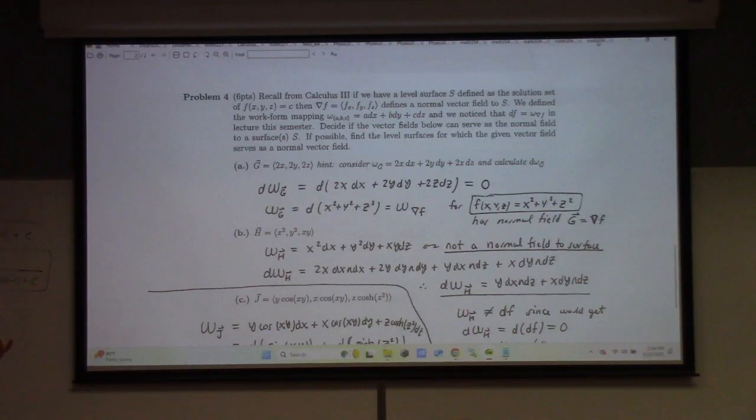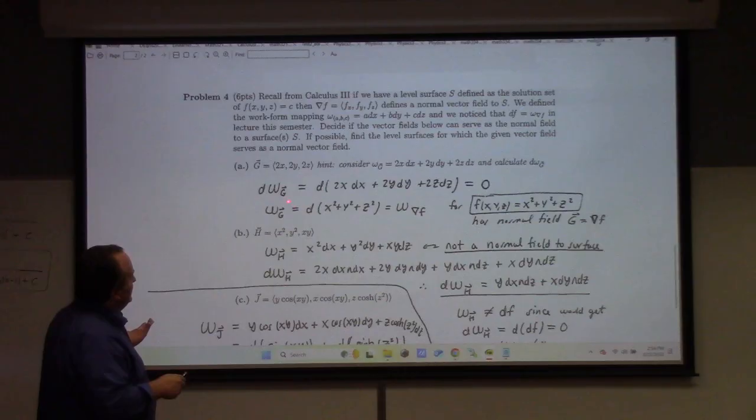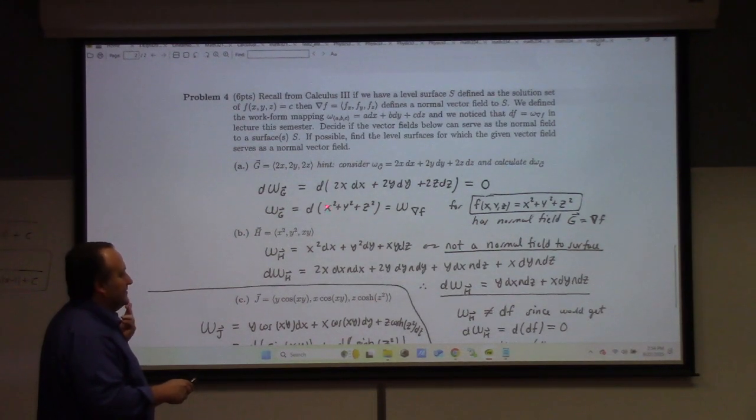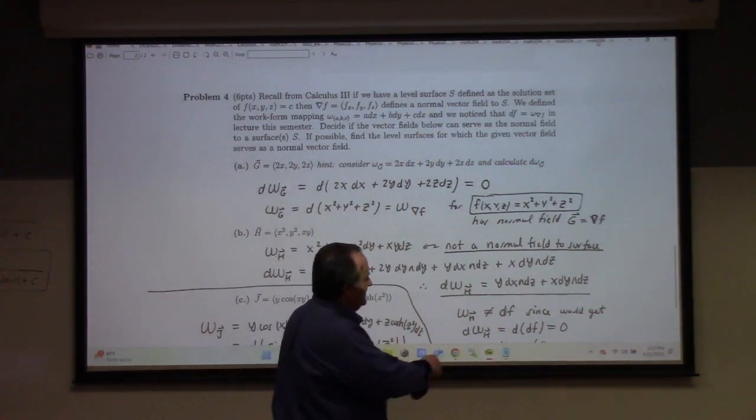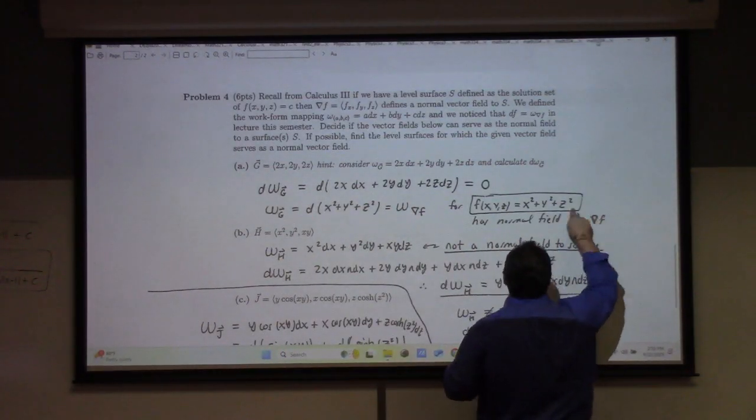well here I'm kind of extending the discussion a bit, but my point is simply that if we look at the work form corresponding to the vector field G, if that's closed, then it could be exact. In other words, it could be the differential of some function. In this case, it is the differential of x squared plus y squared plus z squared. So yes, this is in fact the normal field to, oh, come on! I meant to put equal to a constant over here. So this is a mistake.